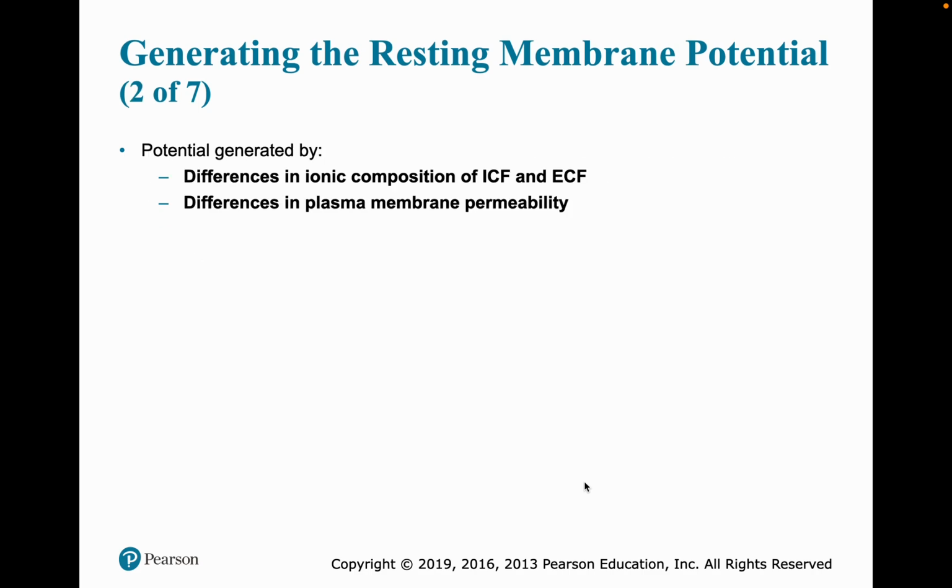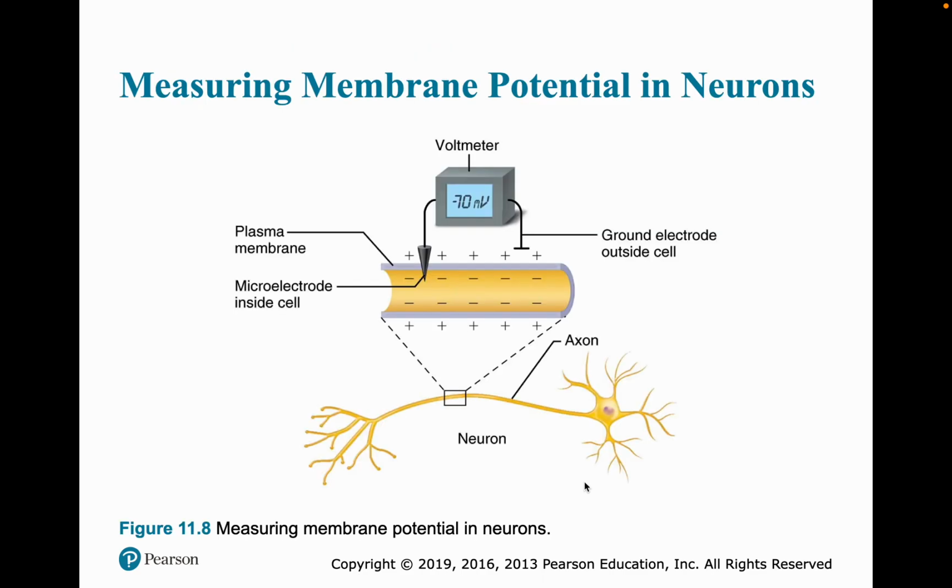That potential is generated by differences in the ionic concentrations of sodium and potassium in the intracellular and extracellular fluid, and is also generated by differences in permeability of the membrane to those two ions, especially those two ions. So if we put our voltmeter in there, we would get a measurement of minus 70 millivolts.